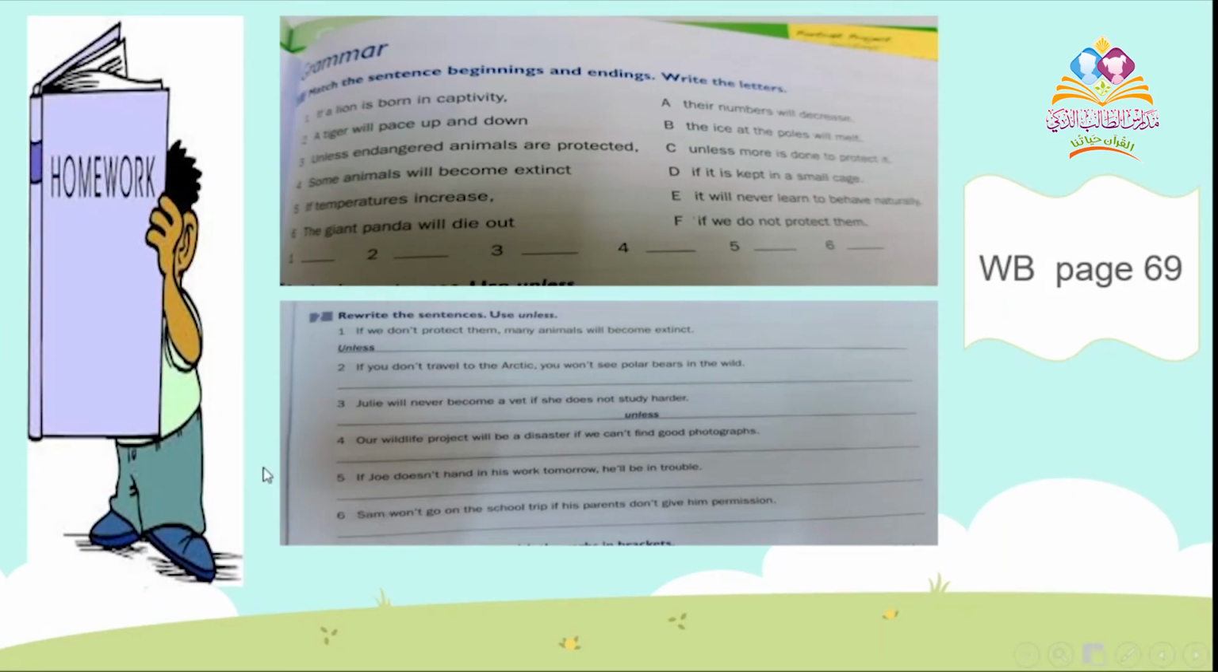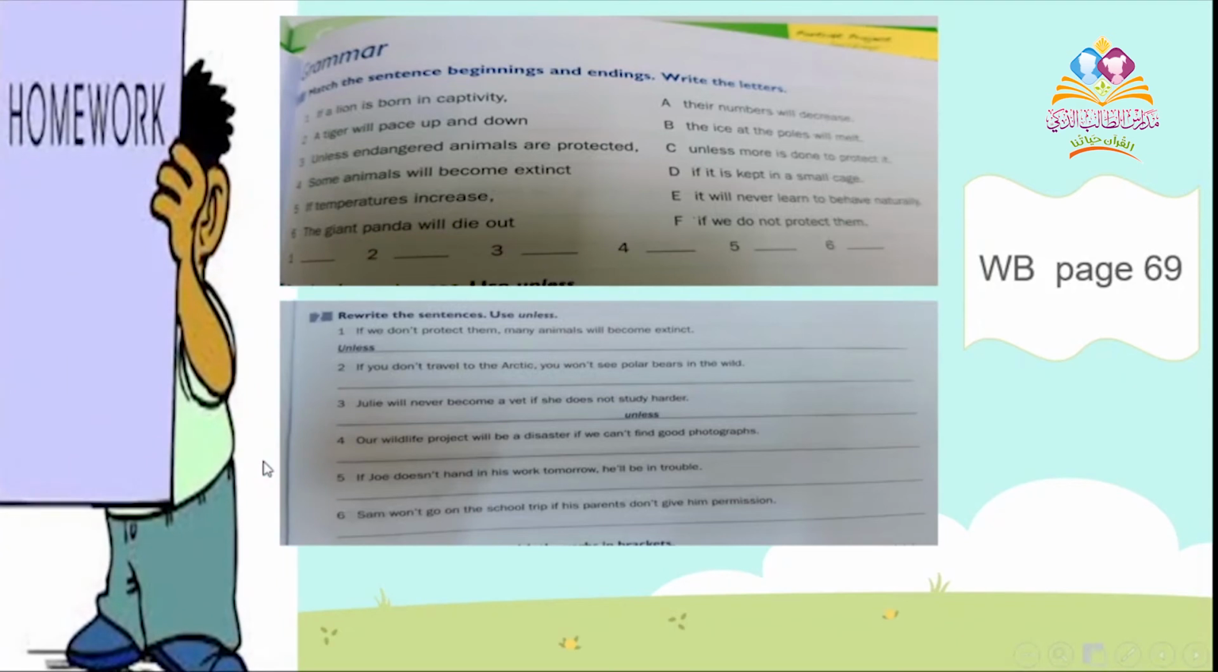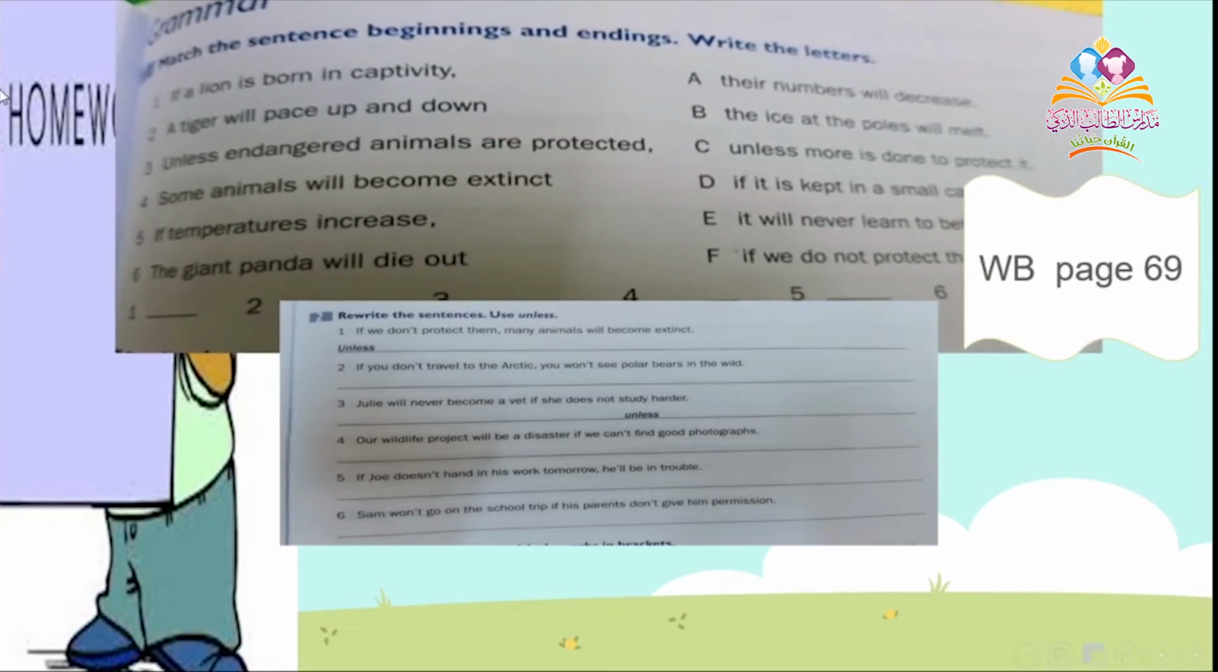Now, our homework. I am going to make it clear for you, and you do them and show your teacher. He is waiting for you. Here in activity 1, in your workbook, page 69, match the sentence beginnings and endings. Write the letters. You are going to match the sentences here, okay? Read them well and guess how I can complete the sentence in a correct way from the column on the right, okay?